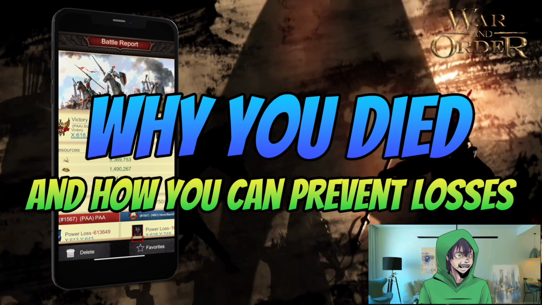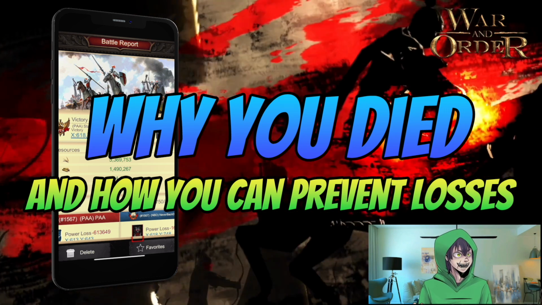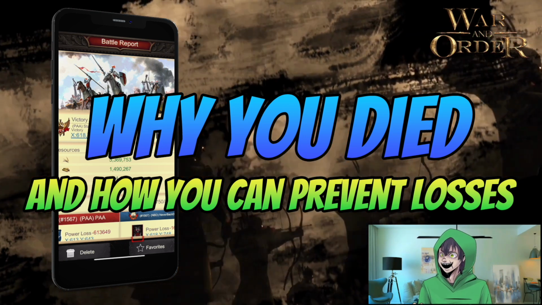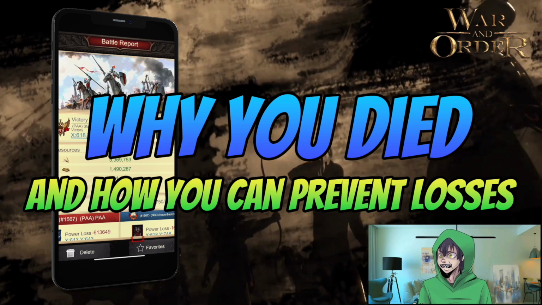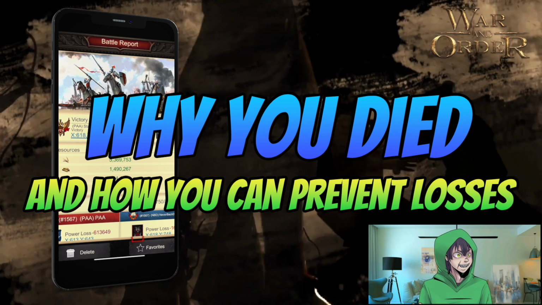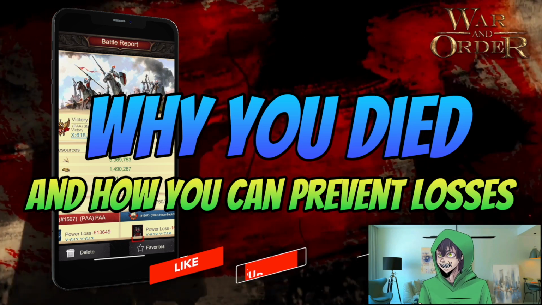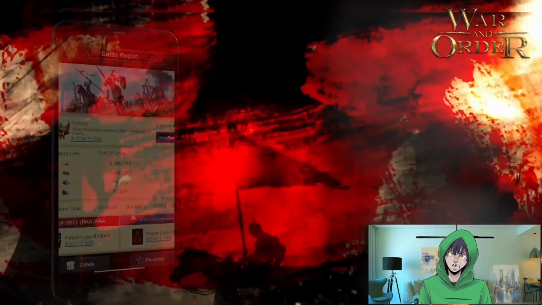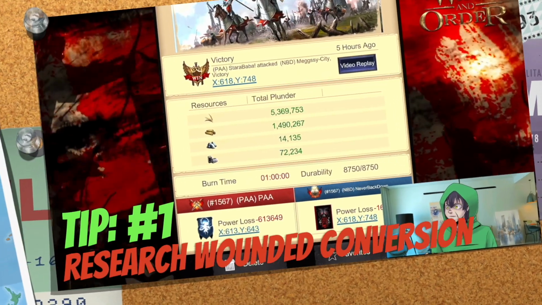Hey, more importantly, why troops are lost. Included in the video, we'll take a look at statistics and which ones matter to a battle, as well as troop tiers and march formations. But first, let's talk about the differences between an attack and defense and how troop losses work. So let's start off with tip number 1.